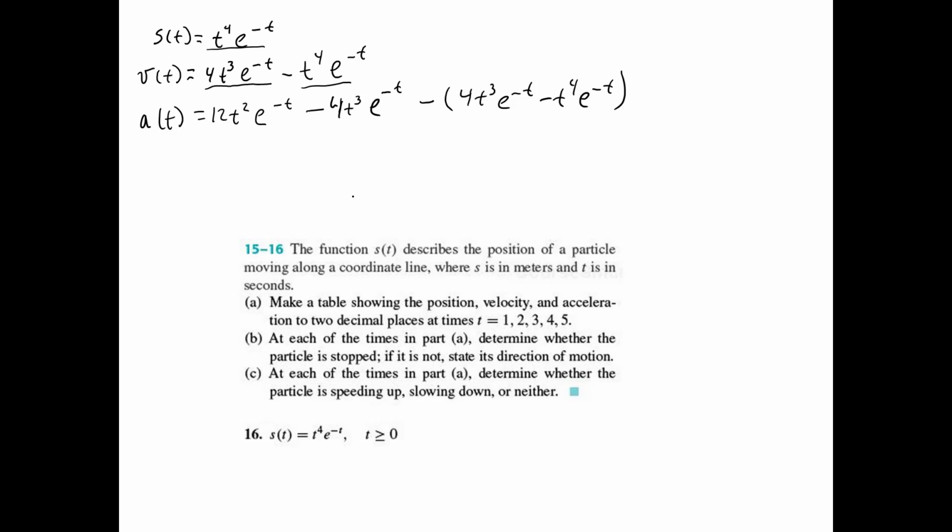Make a table showing the position, velocity, and acceleration to two decimal places at times t equals 1, 2, 3, 4, and 5. Okay, and so then the easiest way to do this is to go and put this into your y equals, right? So you're going to use three different formulas. Y equals x raised to the fourth, second, e to the negative x. And then 4x cubed.